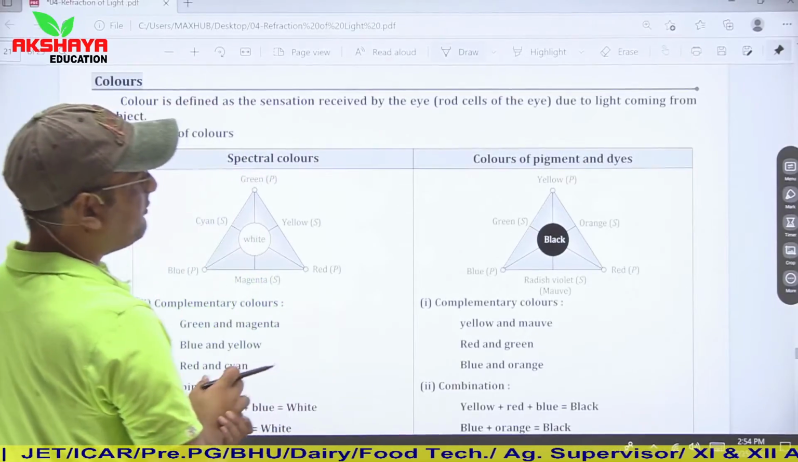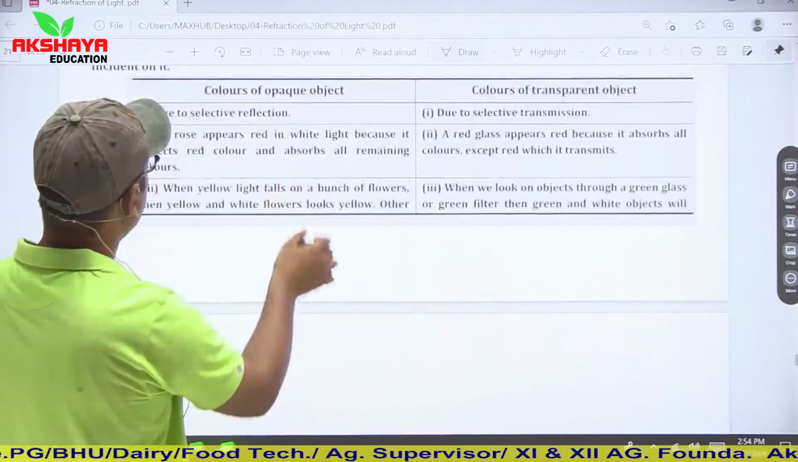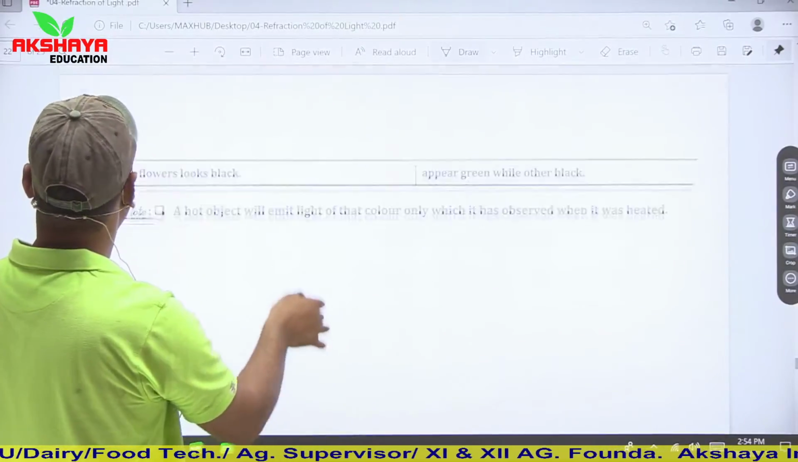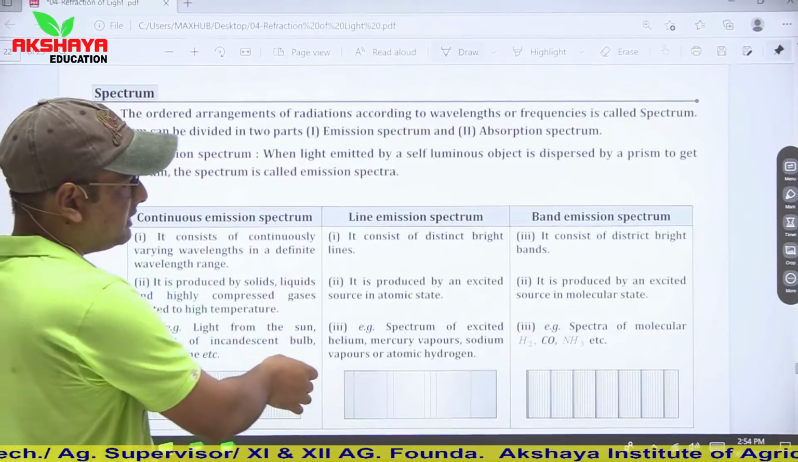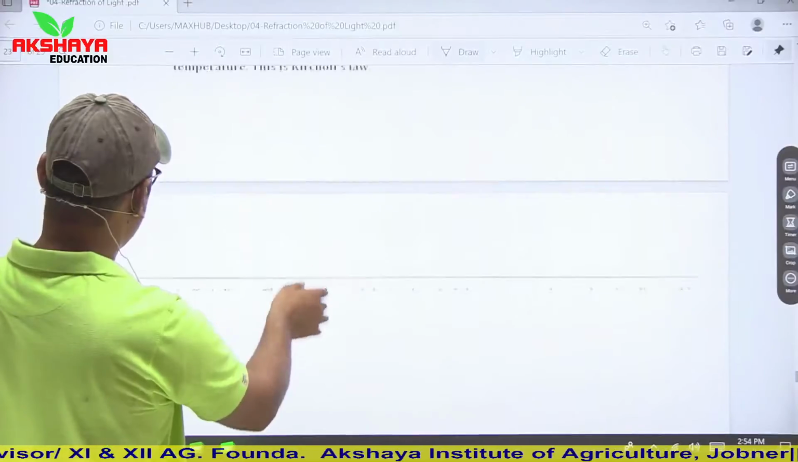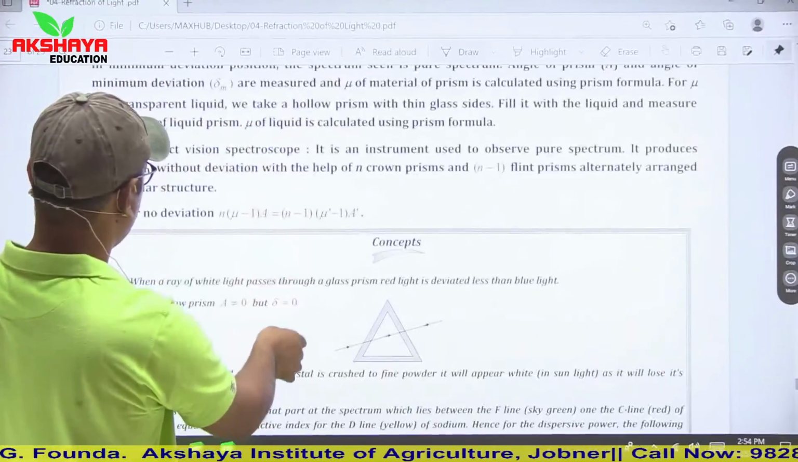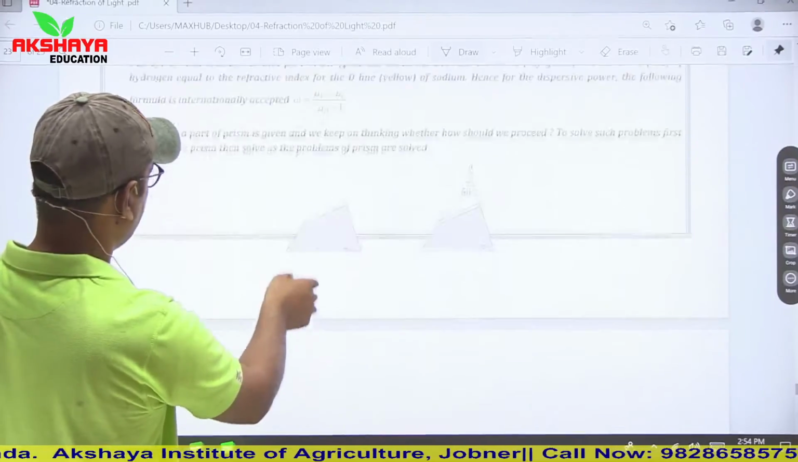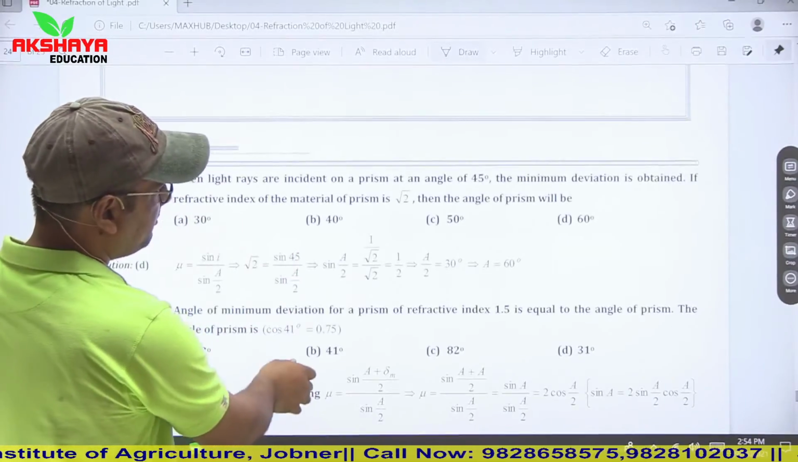So these are concepts of colors. It is not so important for our competitive section. Colors of objects and spectrum are also not so important for our syllabus. So that's it from this chapter.